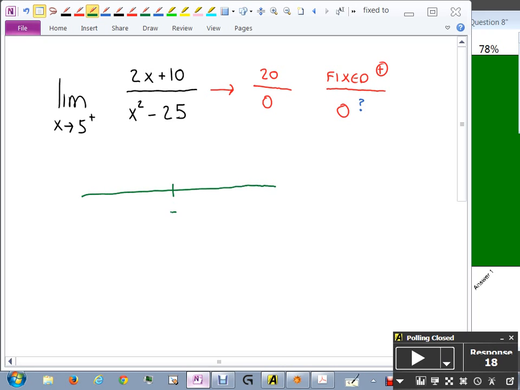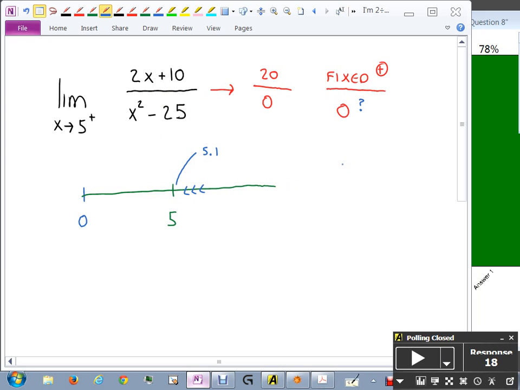Approaching 5 from the right. Coming in from this side. An example of a number here. So you don't want that to be your mistake, right? You understand everything, but you're picking the wrong number. Always orient yourself if you have to. Zero's right here, five's here. To the right of five is 5.1. So tell me what will happen.